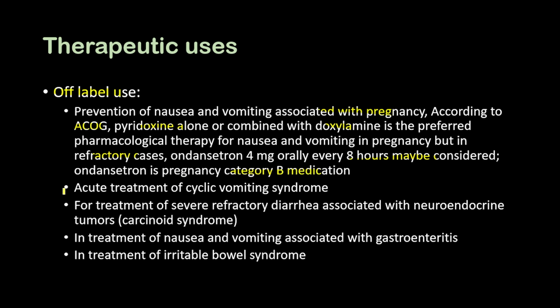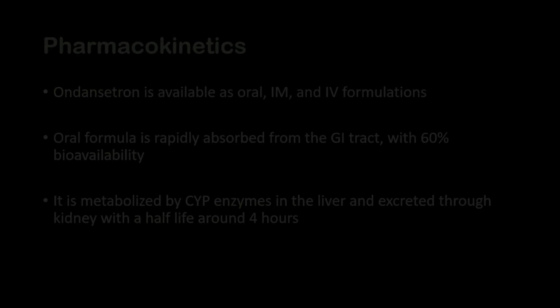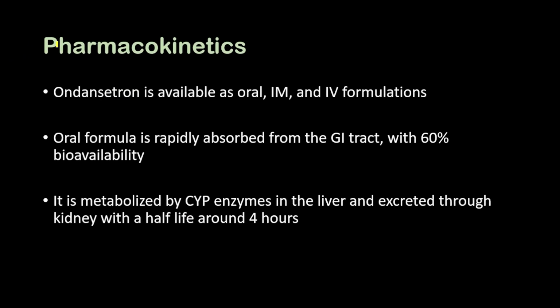Now ondansetron is also used off-label for acute treatment of cyclic vomiting syndrome, and it is used for treatment of severe refractory diarrhea associated with neuroendocrine tumors, which is the carcinoid syndrome. Ondansetron is also used in treatment of nausea and vomiting associated with gastroenteritis and in treatment of irritable bowel syndrome. Now let's talk about the pharmacokinetics.